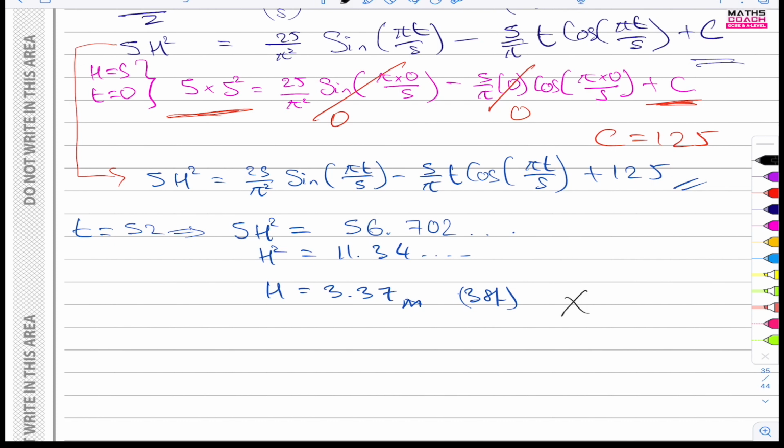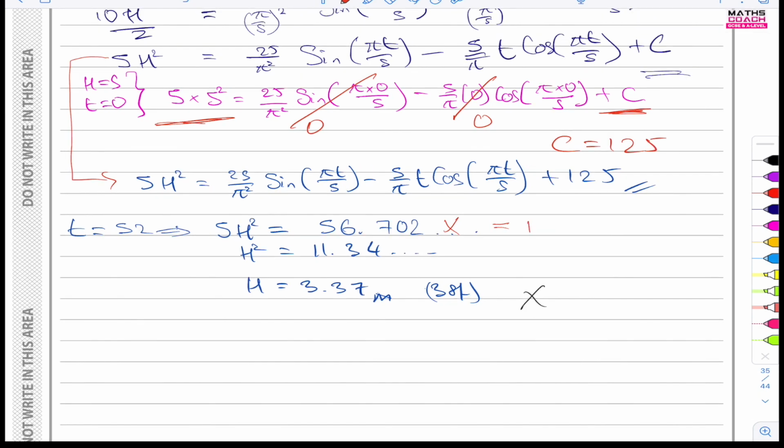Right. So this is wrong. So this is meant to be 101.83 dot dot dot, and divided by 5, 20.36, and then square root, 4.51 meters. And I believe that's the correct answer. Right, on to the next question.